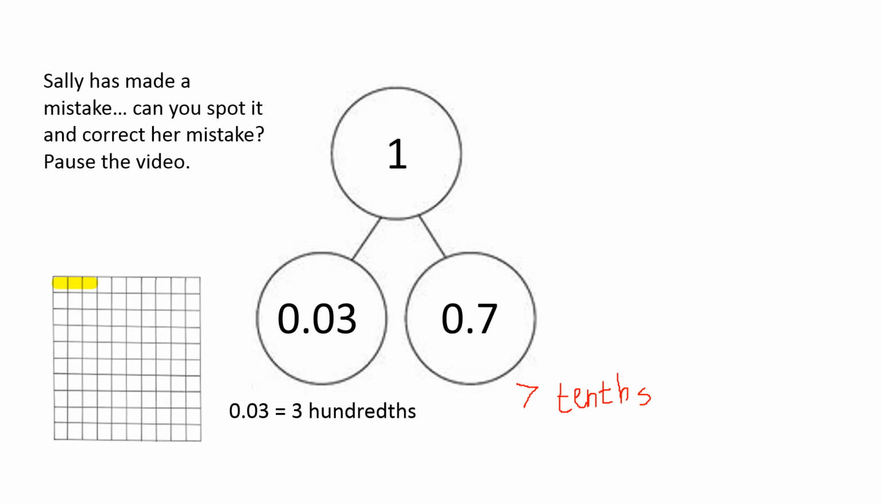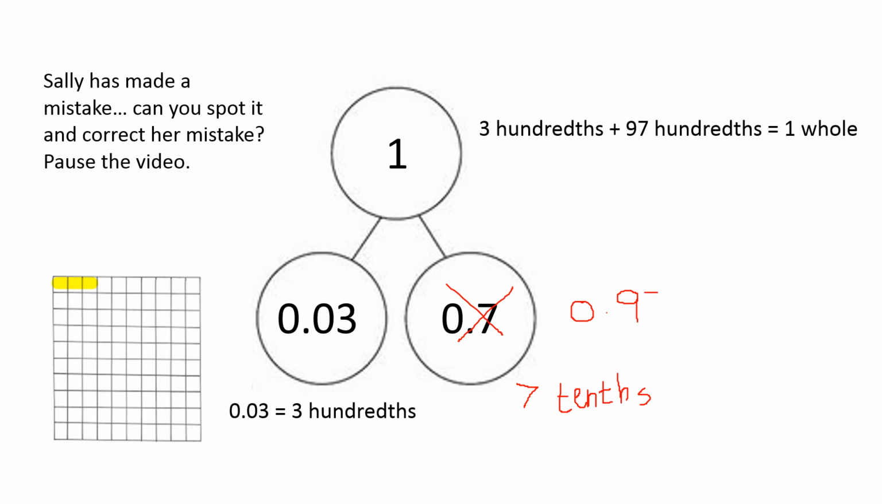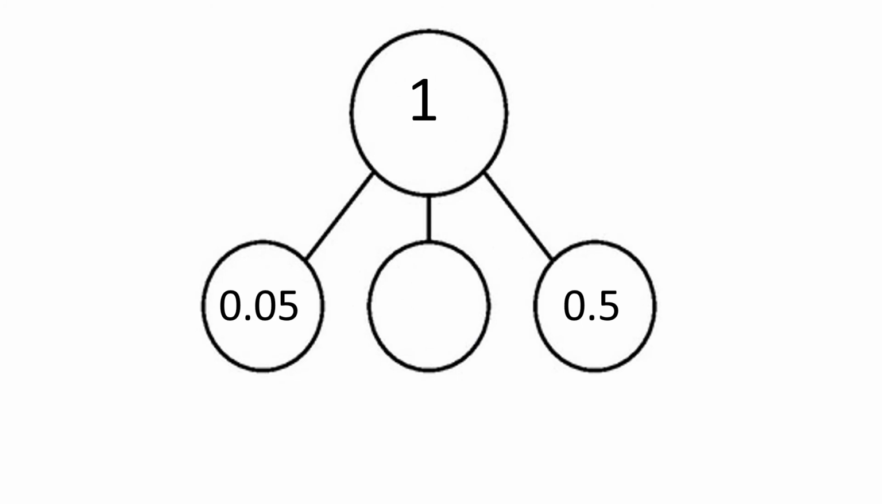So we've been going through this in our previous slides. It would be 97/100 that are not shaded in. So the answer would be, so it would not be 0.7, it would be 0.97. Well done if you got it correct.